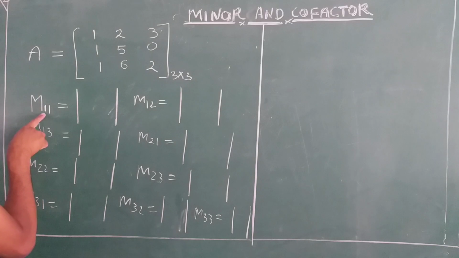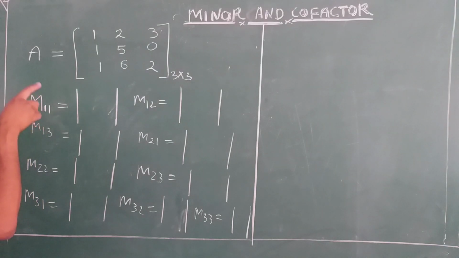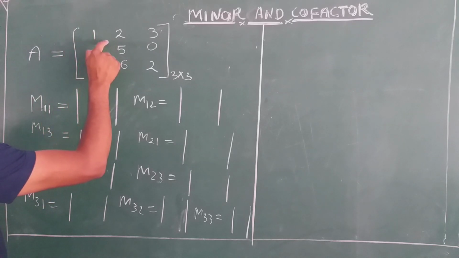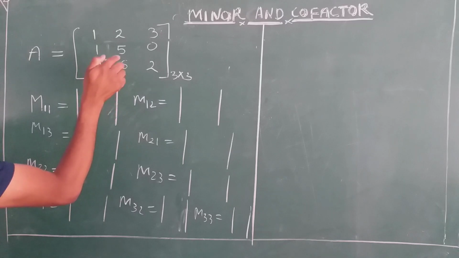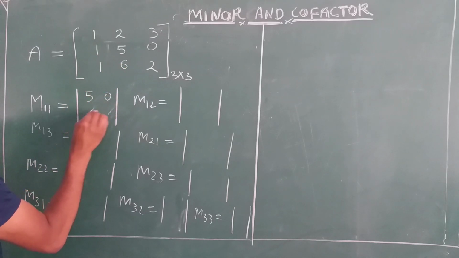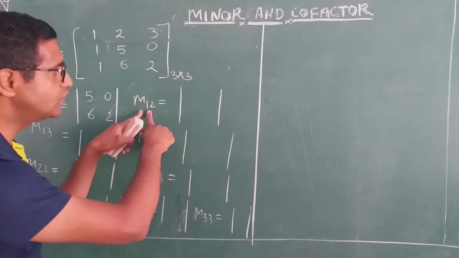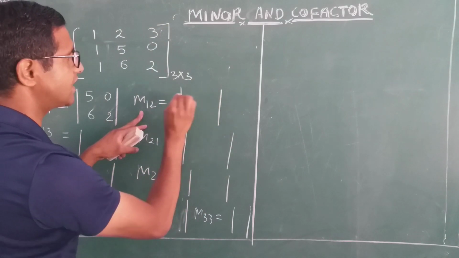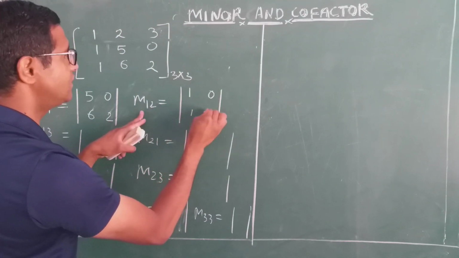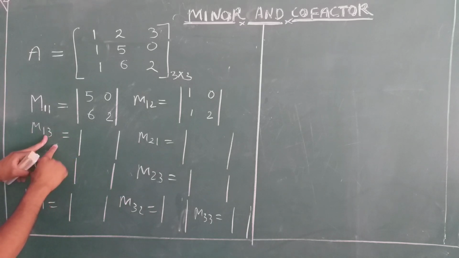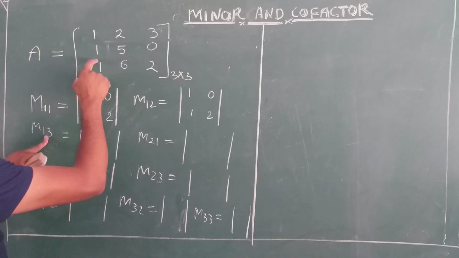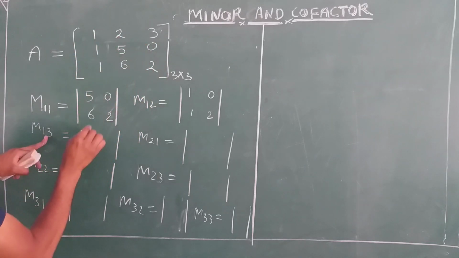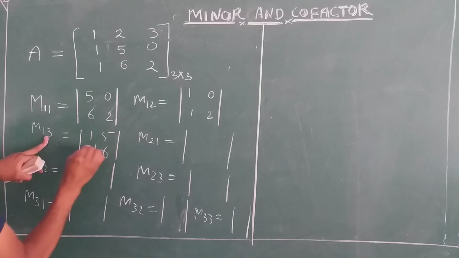Okay, M11 means the minor of first row and first column: you will leave out the first row and first column. For M11, leave first row and first column. The remaining elements you will write inside this determinant sign: 5, 0, 6, 2. For M12, you will leave first row and second column. The remaining elements you will write inside this determinant sign: 1, 0, 1, 2. Okay. M13, you will leave first row and third column. Remaining elements 1, 5, 1, 6.